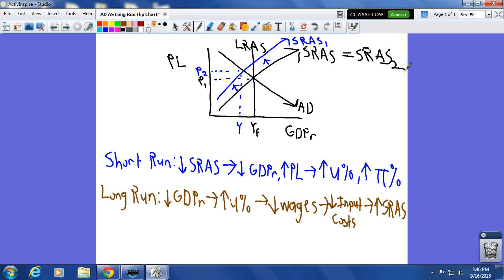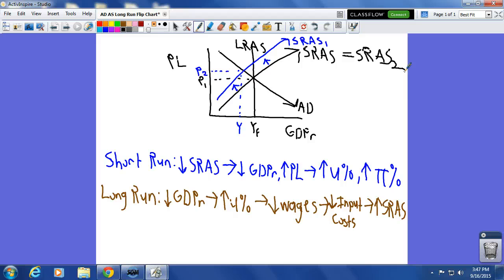Okay. So what ended up happening? In the short run, short run aggregate supply shifted to the left from SRAS to SRAS1. In the long run, after wages and input costs changed, we had the increase in short run aggregate supply. It shifted to the right, and so it moved back to full employment output. So our original short run aggregate supply curve is going to be basically in the same place as our new short run aggregate supply curve. So the SRAS is going to be equal to our SRAS2.